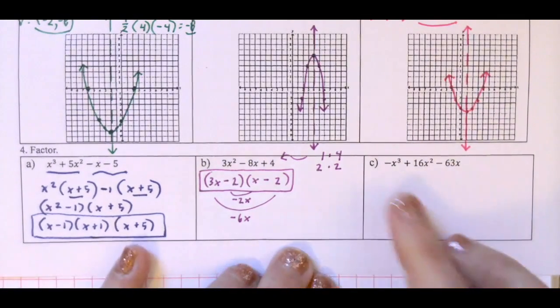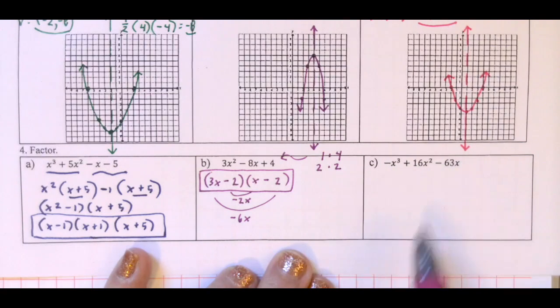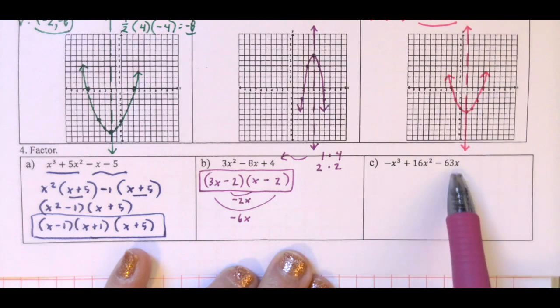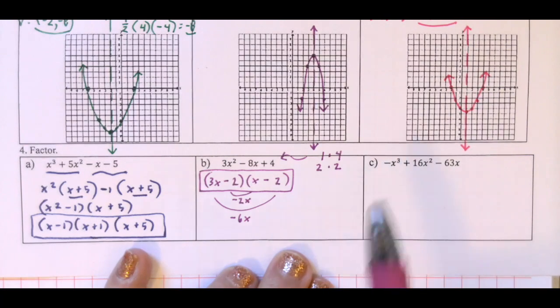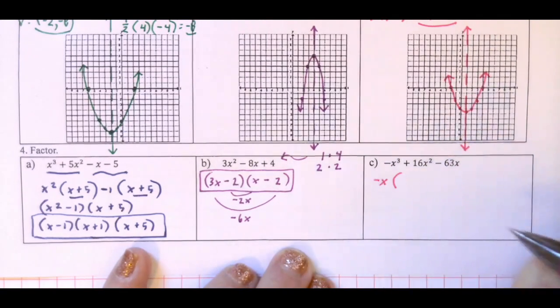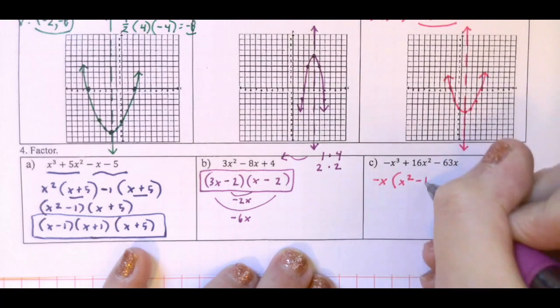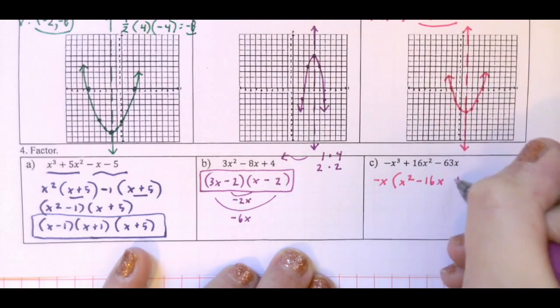All right, last one, C, for this type. Here I'm looking at my expression and I see that they have a GCF. They are all in terms of x, and I have that leading coefficient of -1. So I want to divide out a -x from all 3 terms, leaving behind an x squared minus 16x plus 63.